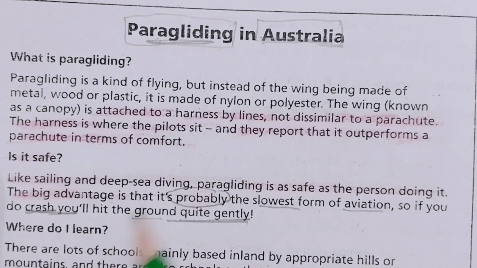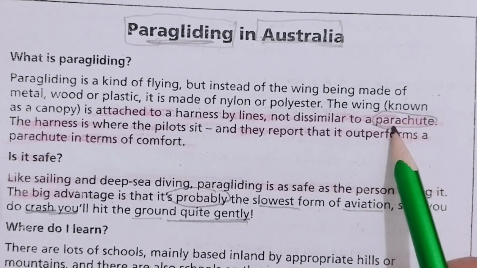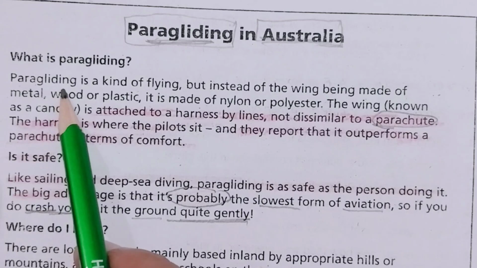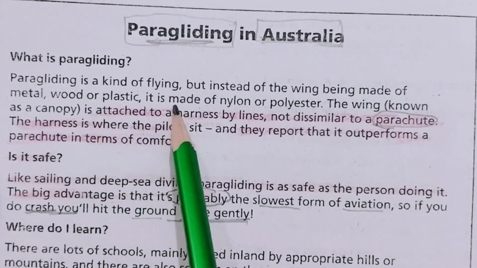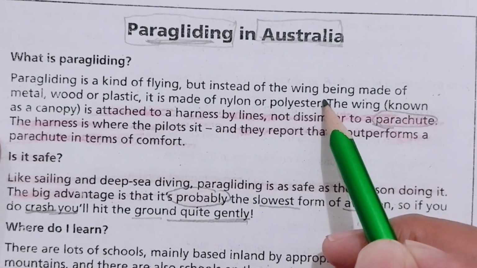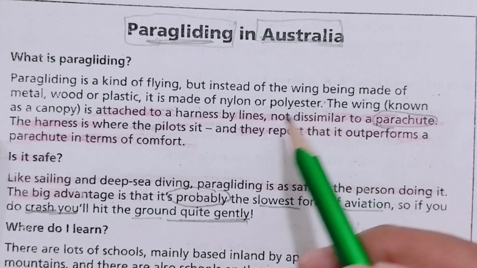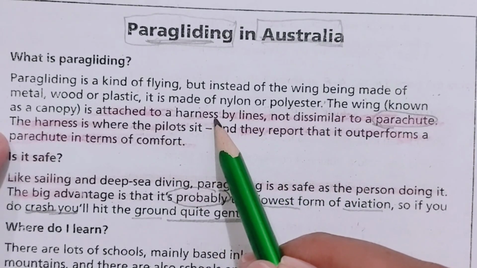First of all, we will look for the word parachute. Here, paragliding is a kind of flying, but instead of the wing being made of metal or wood. Because at the start there is always the topic sentence, and then after that the important details come in the last lines of the paragraph. The same pattern you will follow in your writing.